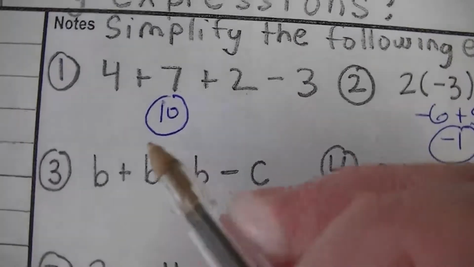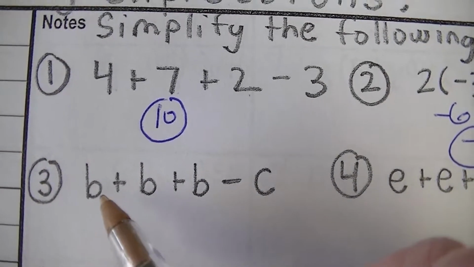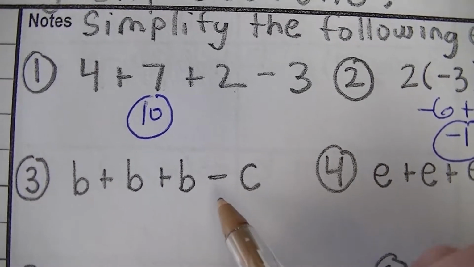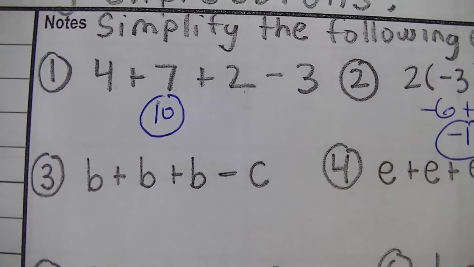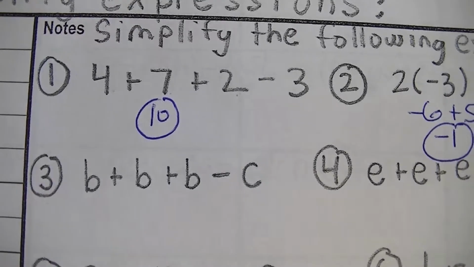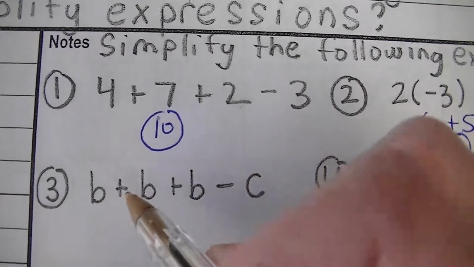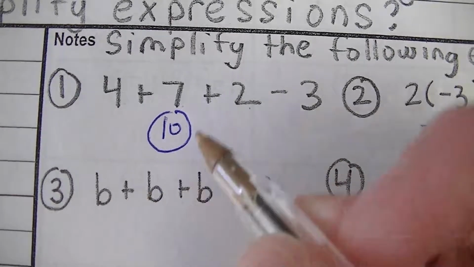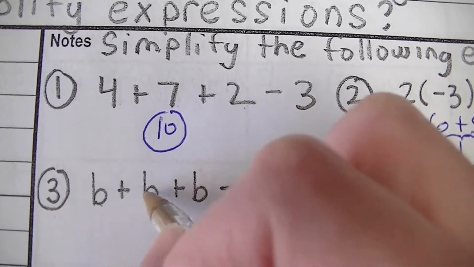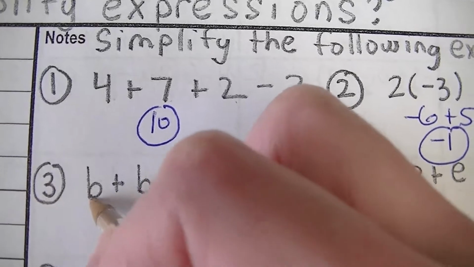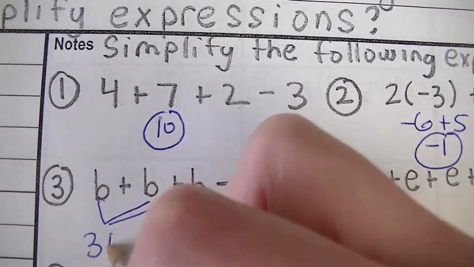All right, so you'll see that this expression right here is composed of variables. So you need to make sure that they are like terms before you combine them, okay? But yeah, they have to be like terms in order for you to combine them. So I see I have 1, 2, 3 b's right there. So when you add b plus b plus b, you would get 3 b's.